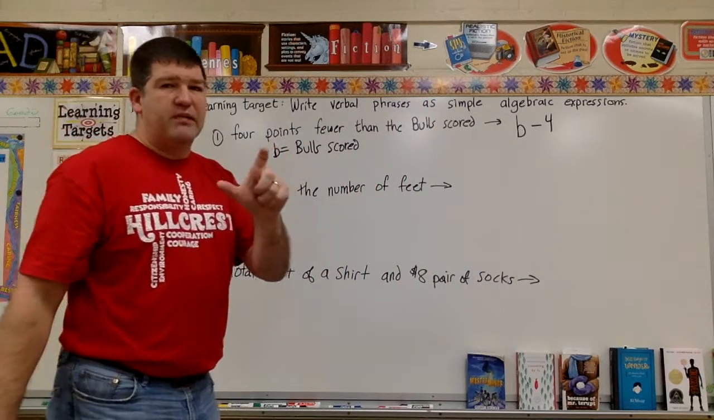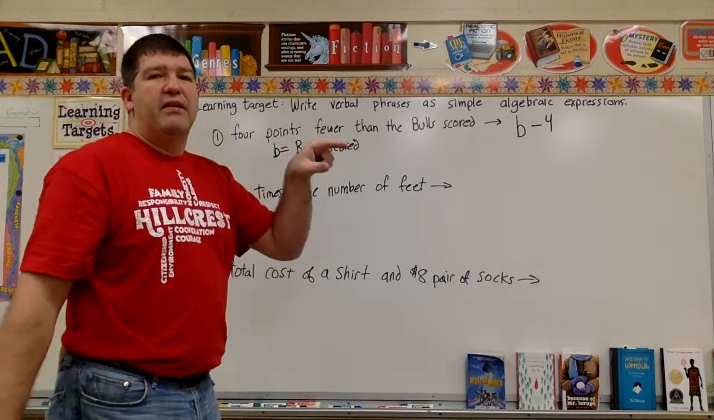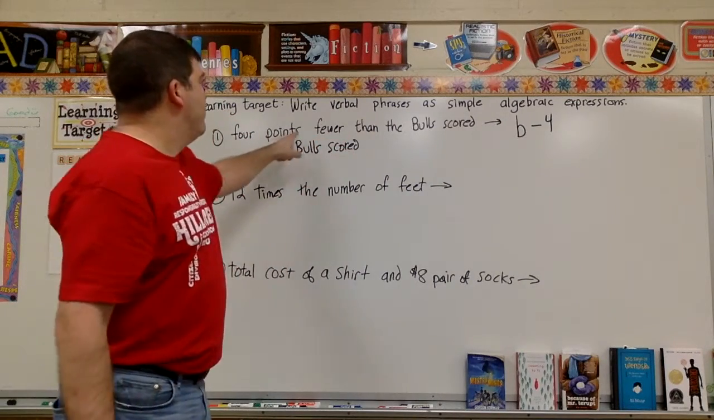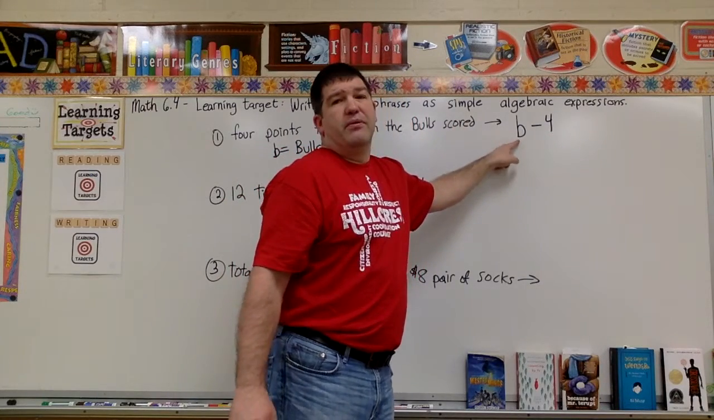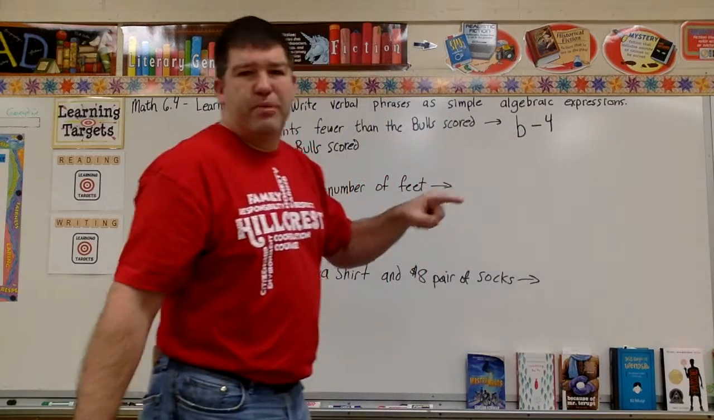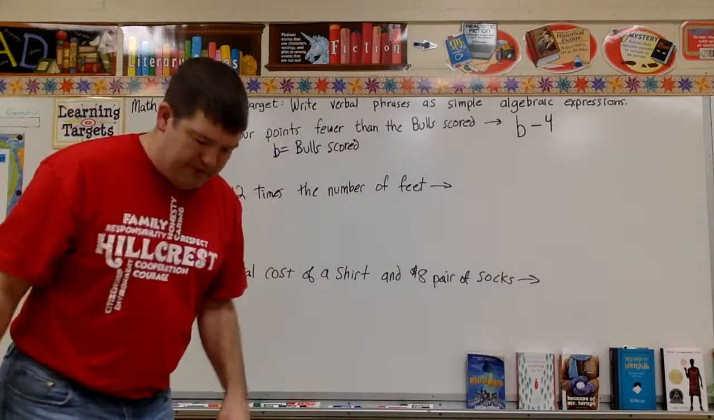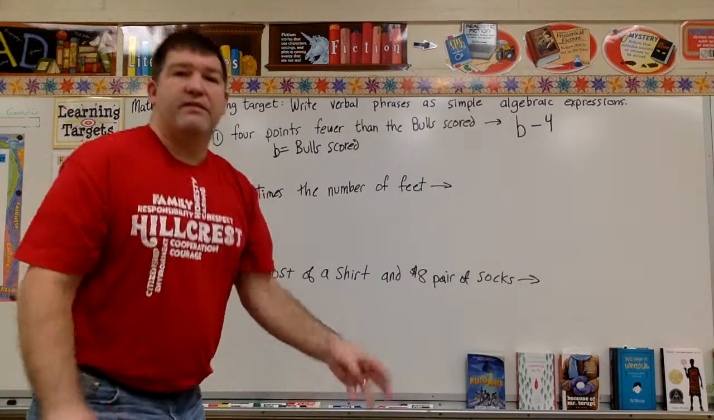So let's just make sure. Once I get the algebraic expression, then I go back and I read the first one to make sure it makes sense. 4 points fewer than the Bulls scored. Is this 4 points fewer than the Bulls scored? Yep, there's my algebraic expression. I don't know what the Bulls scored, but if I did, I could easily figure it out.